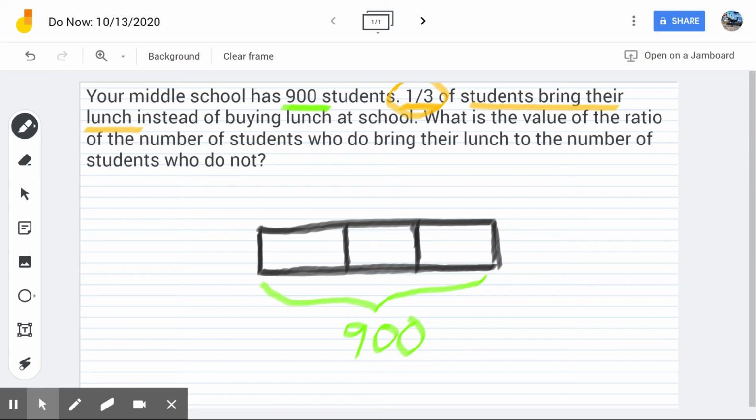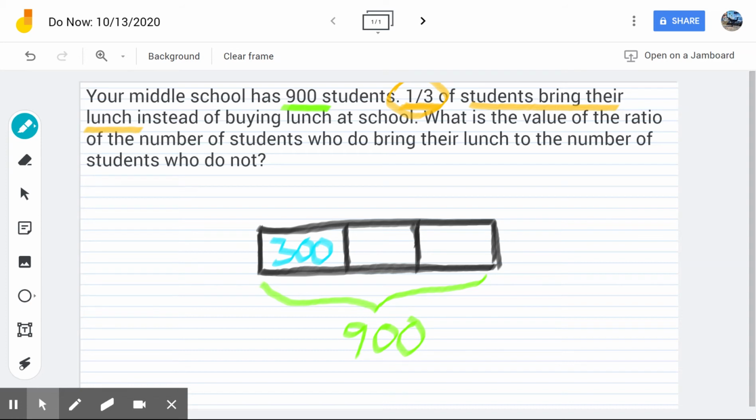So I ask myself, what number belongs in each group if I know that three groups will equal 900? Well, if I can divide 9 by 3, then I can divide 900 by 3. And I know that 300 would be the number to put in each group.